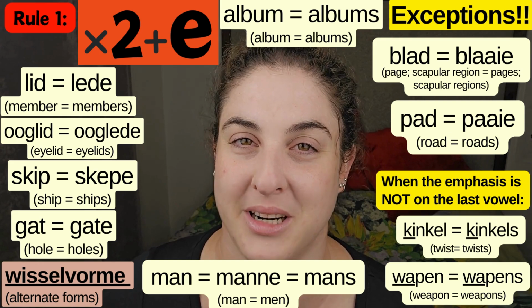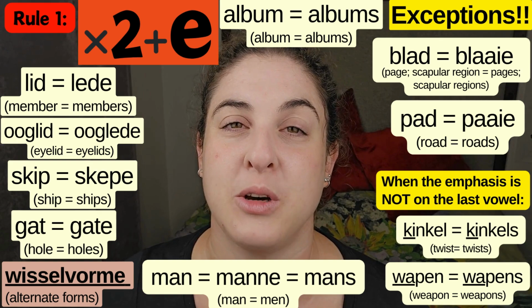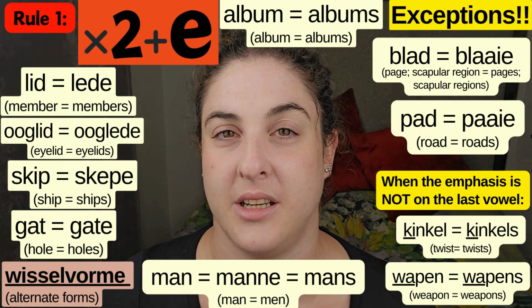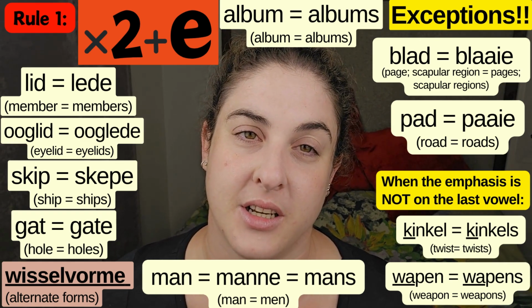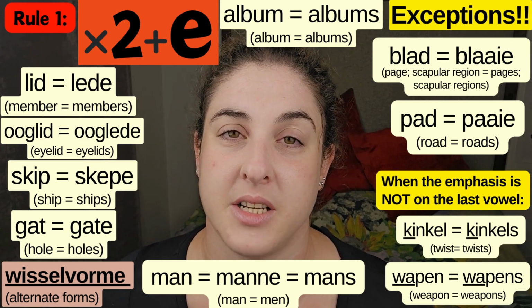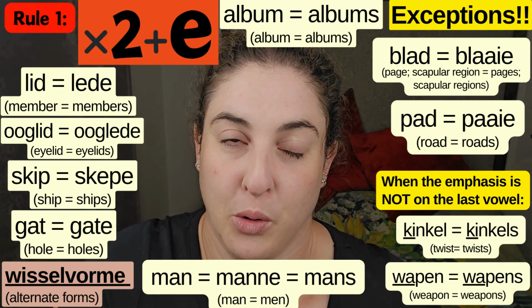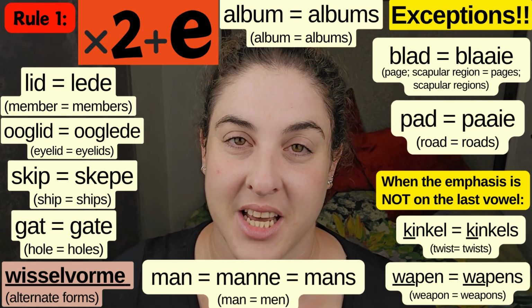Julle gatte gaan brand. And then down at the bottom, we have what we call wisselforme. That is an alternate form or alternate forms. And we have quite a few of those words in Afrikaans. It just means that there is a singular form. Singular form, in this case, is man.